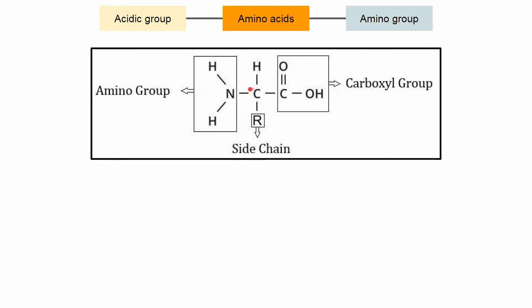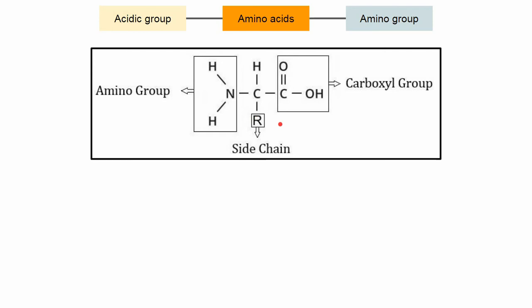This carbon here shows the alpha carbon. Towards the left side of the alpha carbon you can see the amino group, or the basic group, and towards the right side of the alpha carbon you can see the carboxyl group, or the acidic group. On one end of the alpha carbon you can see there's a hydrogen, and on the other end there is a side chain which we refer to as the R group. In nature you find 20 amino acids, and each amino acid has its own unique R group, and this R group is important and is responsible for giving unique properties to the amino acids.